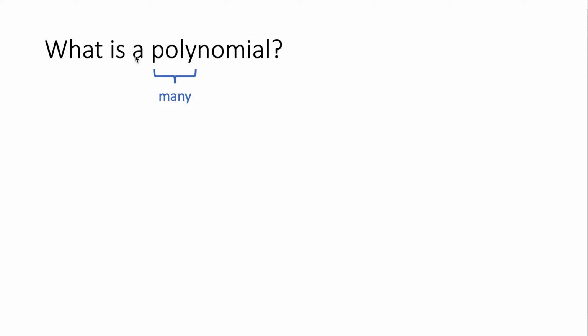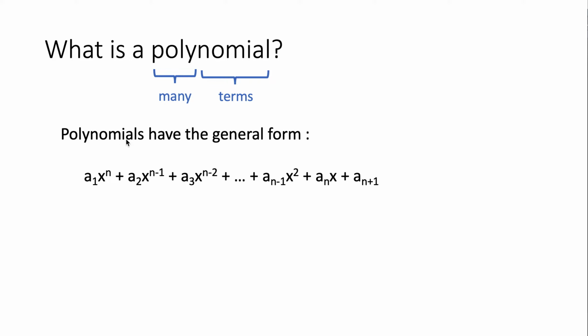Poly means many, like polygon has many sides. Polyunsaturated fats has a lot of unsaturated fats. Nomial, like nomenclature or nominal, means terms or names. All right, so here's a polynomial.